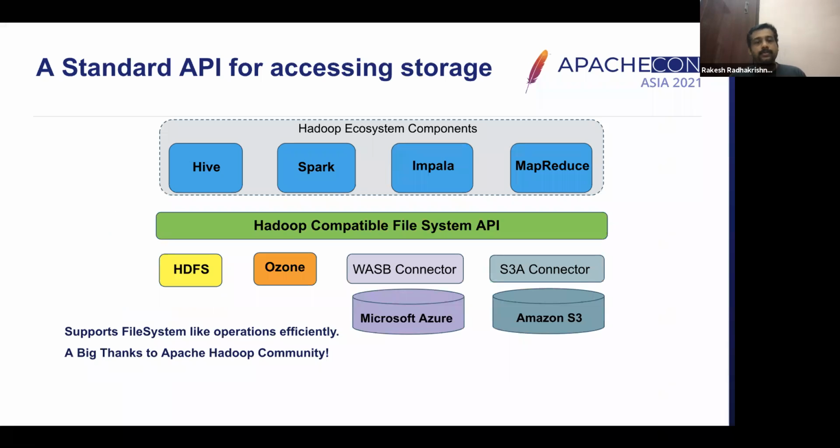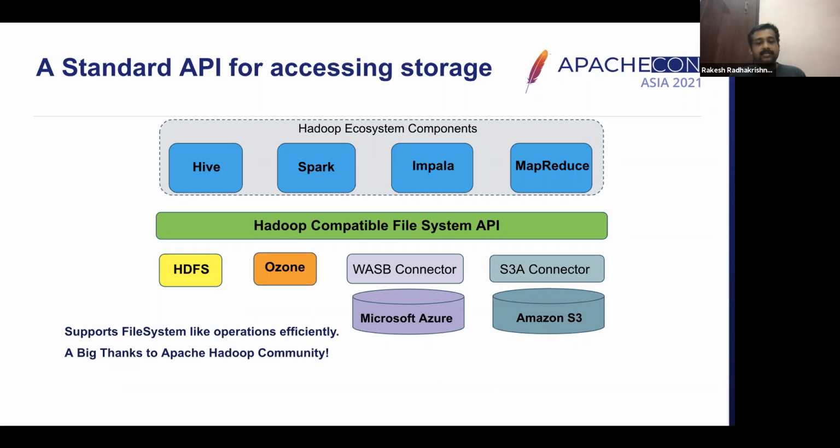Before we talk about Ozone, I would like to touch upon the Hadoop compatible file system API. This is the most commonly used API in the Hadoop ecosystem components, and it has most of the commonly used file system operations like creating a file, creating a directory, deleting, renaming a file and directory, and so on. Mostly this includes all the features that HDFS offers. Now the Hadoop ecosystem components like Hive, Spark, Impala, MapReduce can easily integrate with the Hadoop compatible file system APIs without worrying about the underlying storage system.